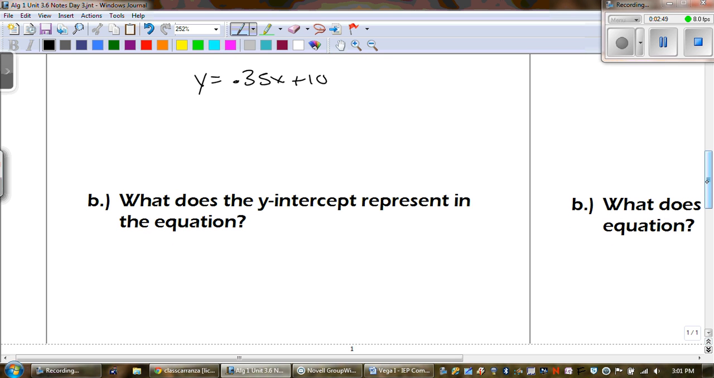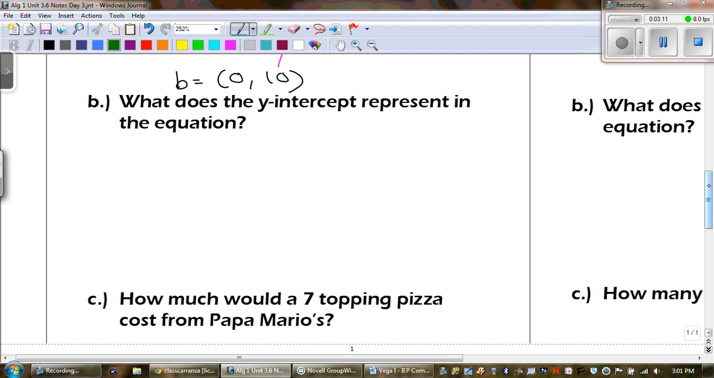Okay, so what does the y-intercept represent in this equation? Well, what is the y-intercept? The y-intercept would be (0, 10). Okay, because we know that last number, that's what the y-intercept is. So when I think about this, I kind of want to know what my x is and what my y is. So 0 toppings, right, because that's x, and y was $10.